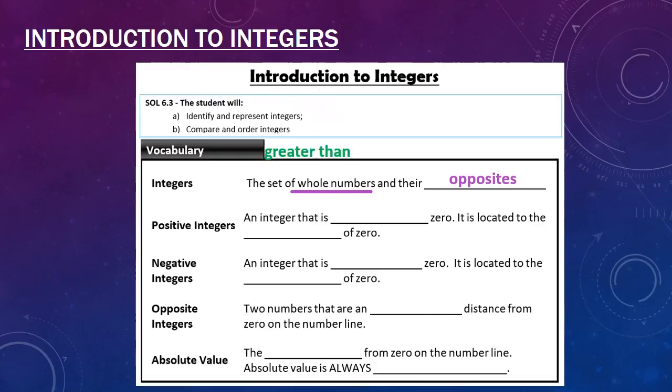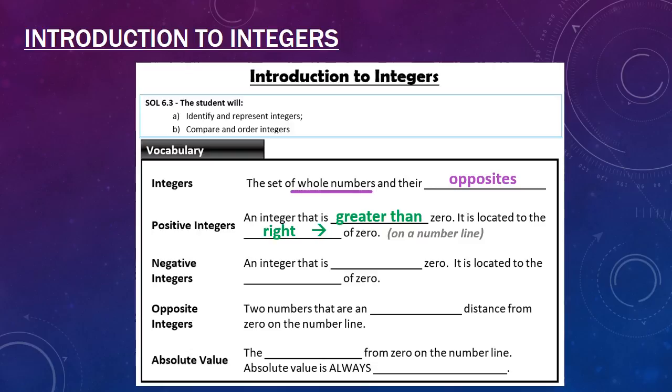Positive integers are numbers that are greater than 0. You've been working with these since kindergarten. All of these numbers are located to the right of 0 on the number line.